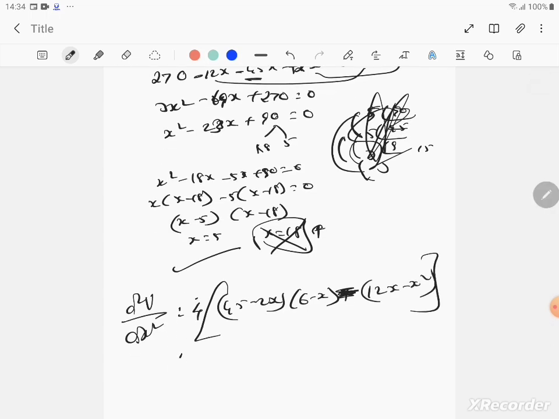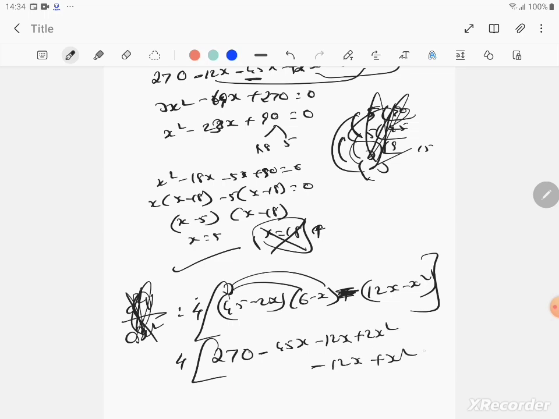So it's just a question of solving this and differentiating. I have only not done double differentiation. I've just taken it and consolidated. You know where I'm going wrong. So careful. Let the 4 be outside. Multiply it in. 6 5s are 30. 6 4s are 24. 270 minus 45x minus 12x plus 2x square minus 12x plus x square.